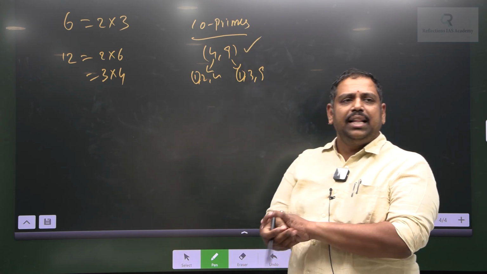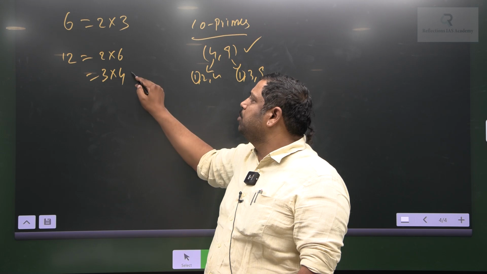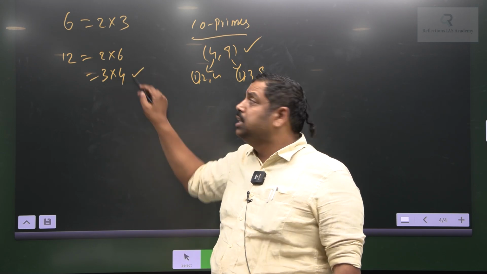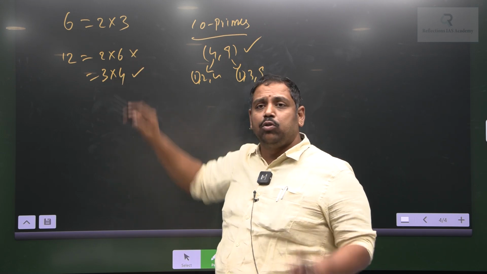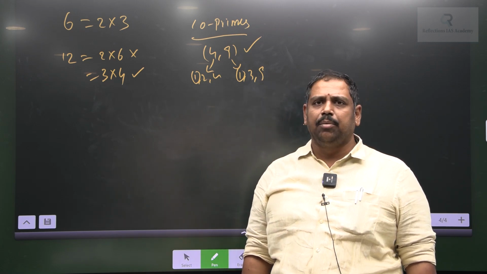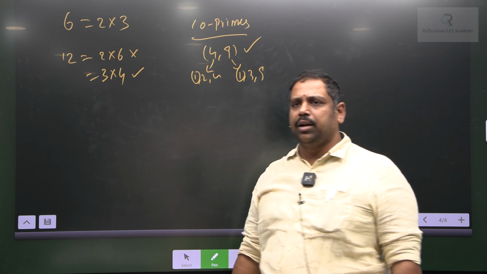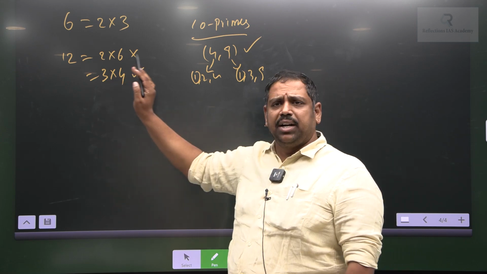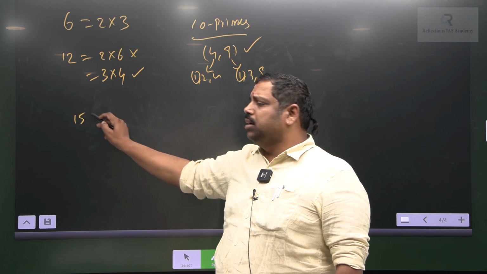Got it? To check the divisibility rule, the factors should be co-primes. These 2 are co-primes. These 2 are not co-primes because other than 1, 2 is also a common factor between them. That's why we should not take it. Am I clear? Good. Now 12 is completed, right? What is the divisibility rule of 15?